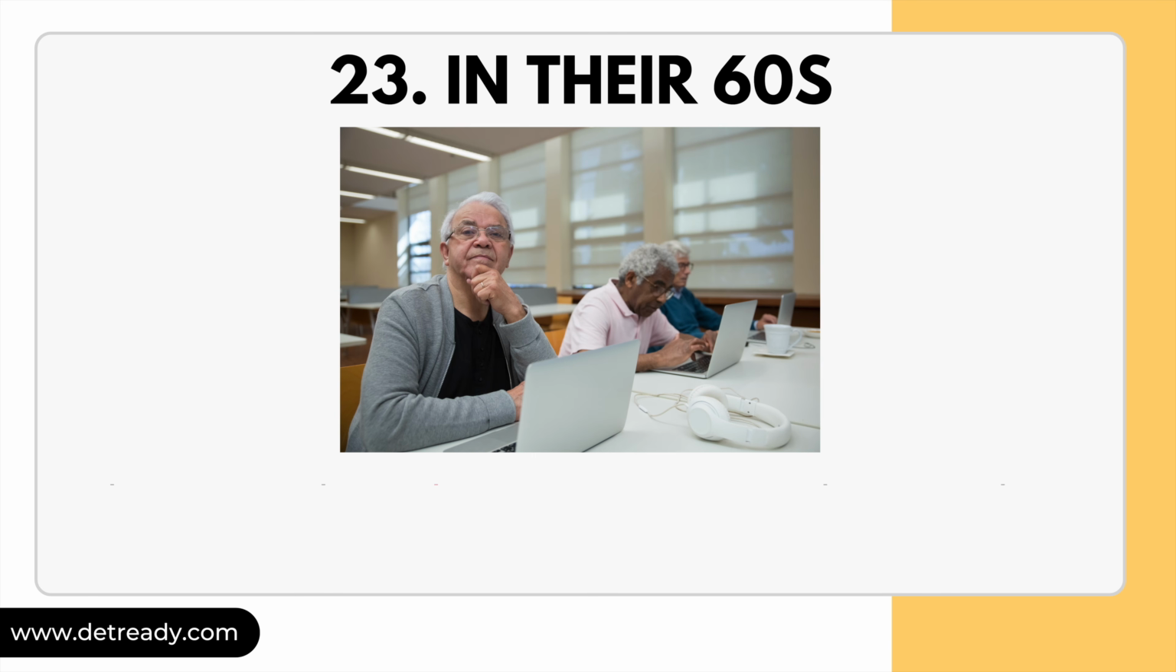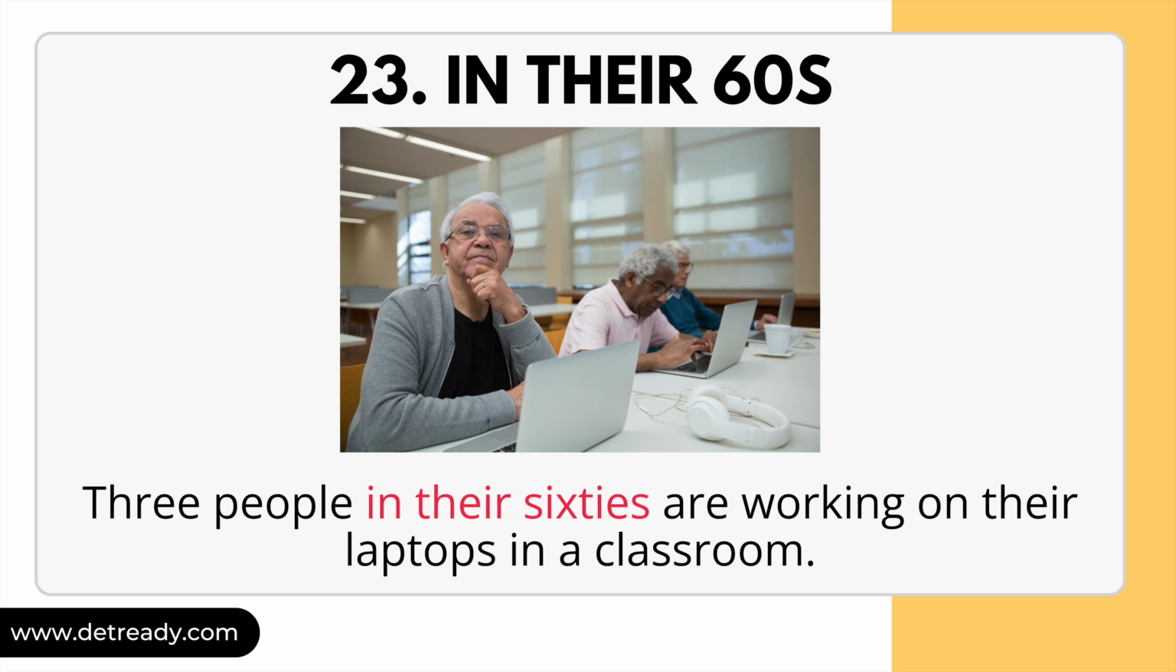But if you want to describe the people in the photo, but you're not sure of their exact age, you can use a phrase like this: in their 60s. These guys here in this photo, I think they are in their 60s, meaning their age is anywhere between 60 and 69. Now, I might be wrong, but that's just my guess. Three people in their 60s are working on their laptops in a classroom. Of course, if you get people who look between 20 and 29, you say in their 20s, 30 and 39 in their 30s, and so on.